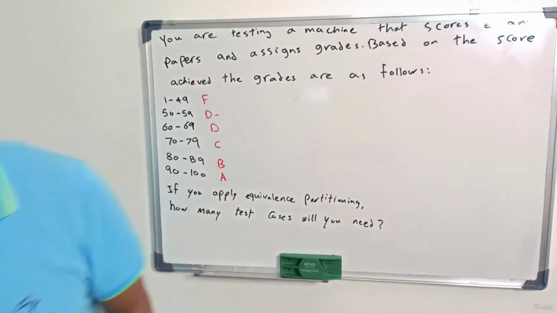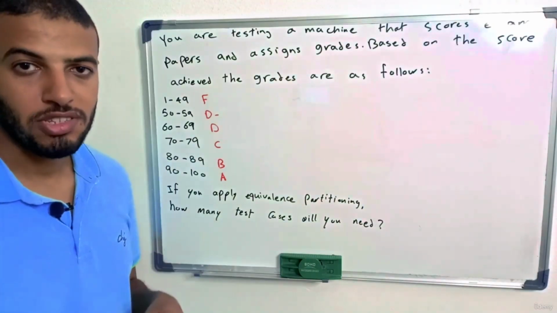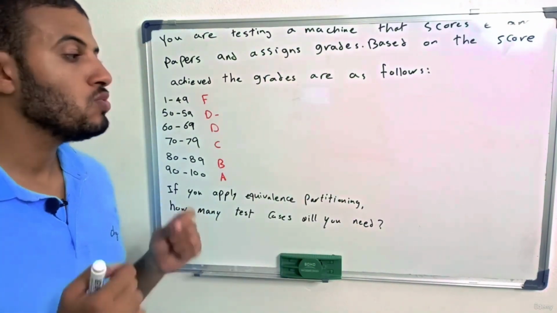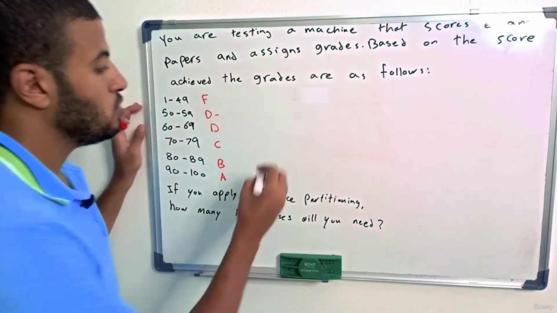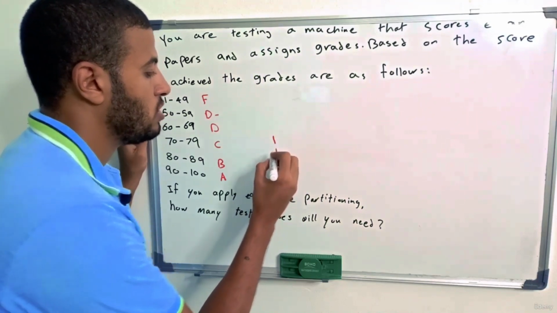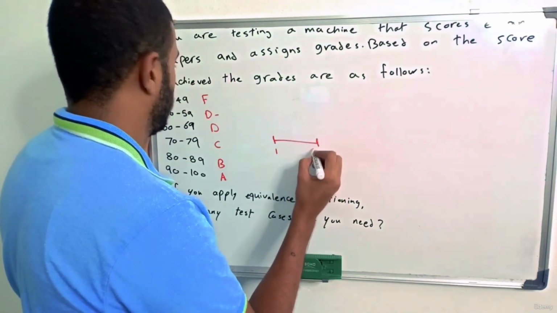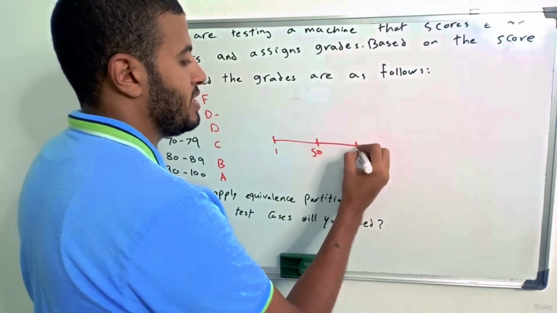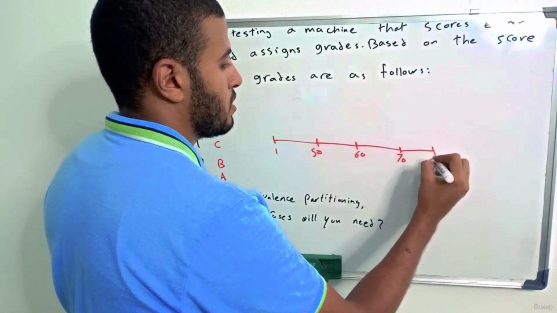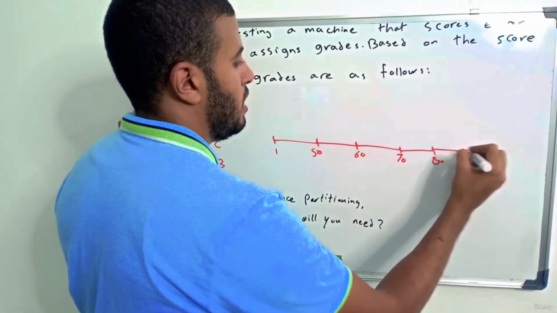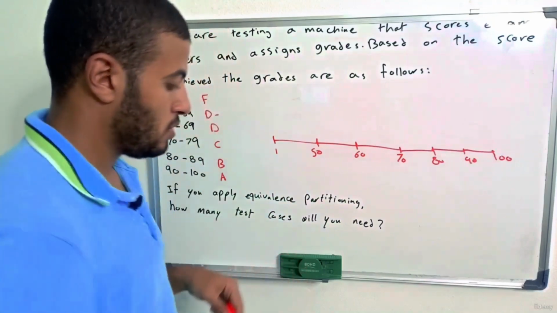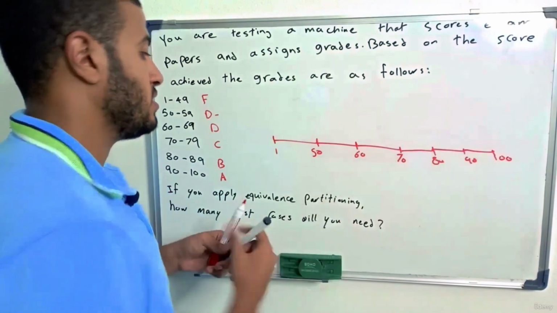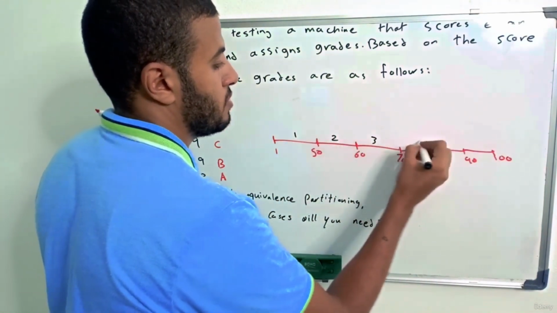Let me bring my markers. In equivalence partitioning, it is good that you begin to write your number line. You begin to draw your answers on the number line. So here, the first partition is from 1 to 49. The second partition begins at 50. The third partition begins at 60, 70, 80, 90, and 100. Okay, so these are 1, 2, 3, 4, 5, 6 partitions.